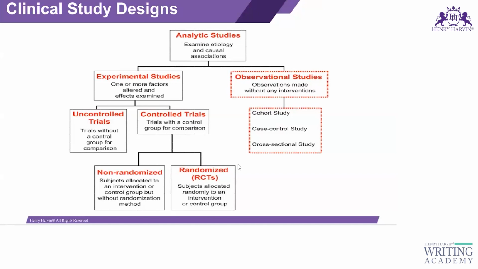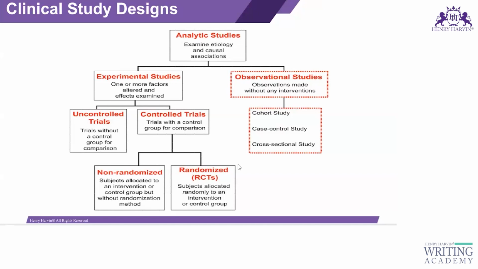Randomized studies are the studies where the subjects are randomly allocated to an intervention. The subjects are divided into two groups, and then randomly it is decided who will get the intervention and who will get the control. That is known as randomized trials or RCTs. Generally, clinical designs or clinical studies are of many types, but these are the two basic designs which are followed.